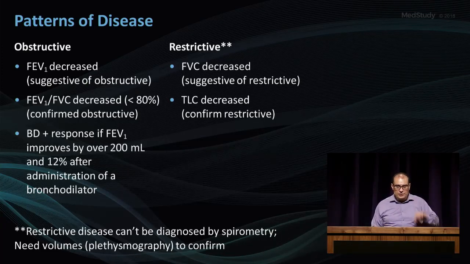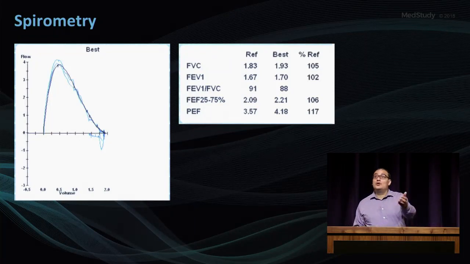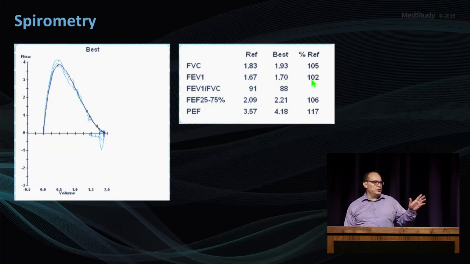If there are any questions, so now let's practice. I got this, there are more numbers, but I can't fit them on the screen. The first question: is this obstructive? I look at the FEV1. The FEV1 reference is 1.67, it's 1.70. So this over this is 102. So 102 is normal, so there's no suggestion of obstructive.